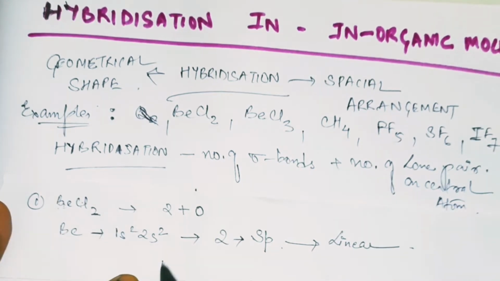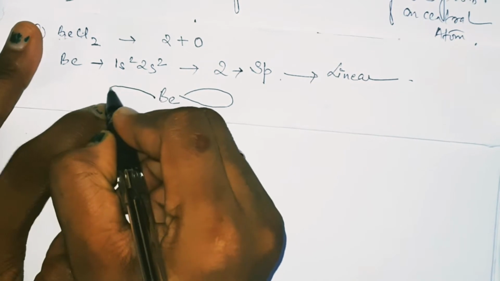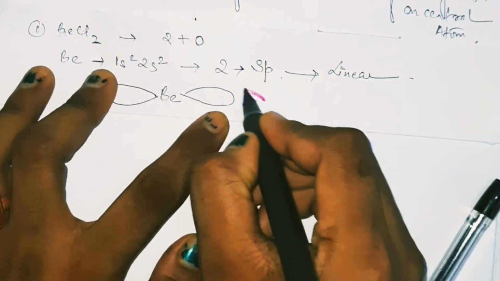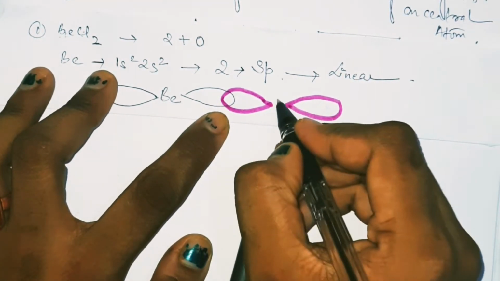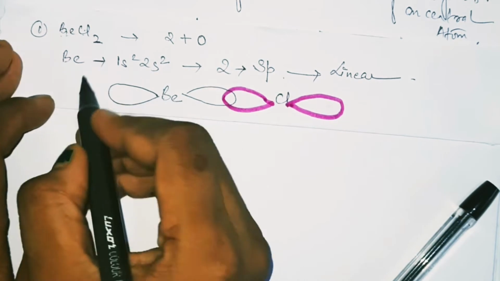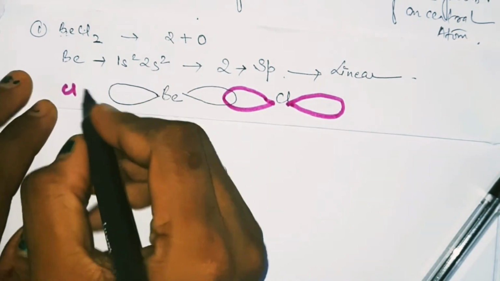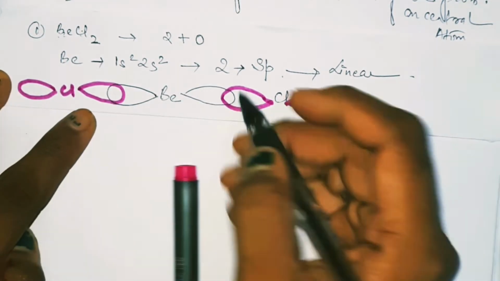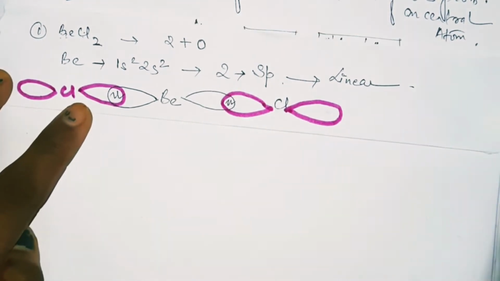So if you go for beryllium, it will be showing lobes this way. This is your chlorine atom, and there is another chlorine atom. It will be like this. So this is linear.